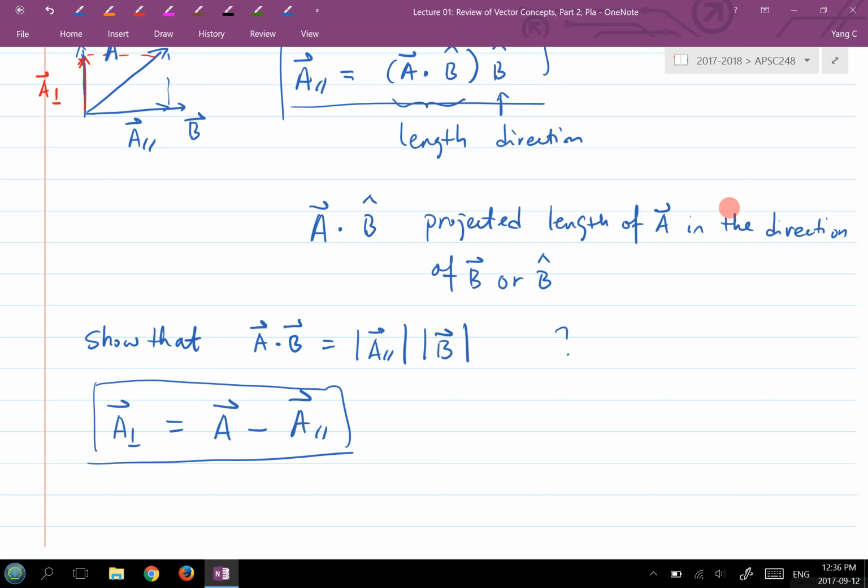So this is pretty much about the dot product. There are a few dot product properties I listed in my lecture notes, and I don't think I'm going to go over all of them, but this is probably the most useful property regarding the dot product.